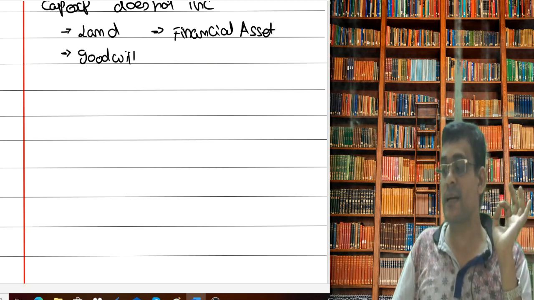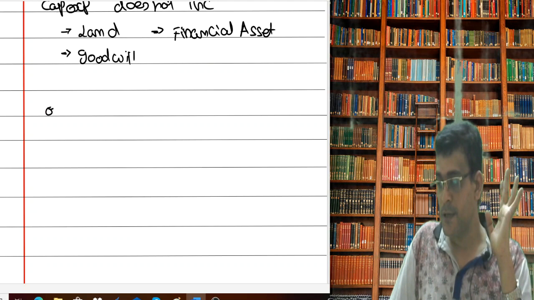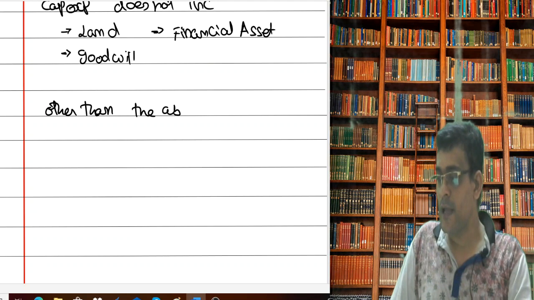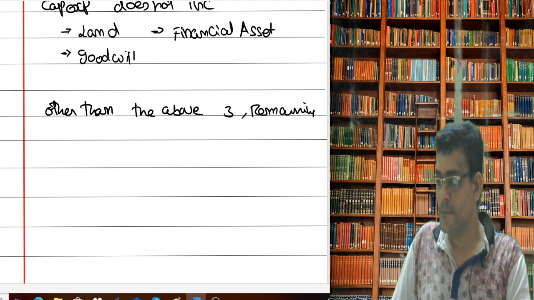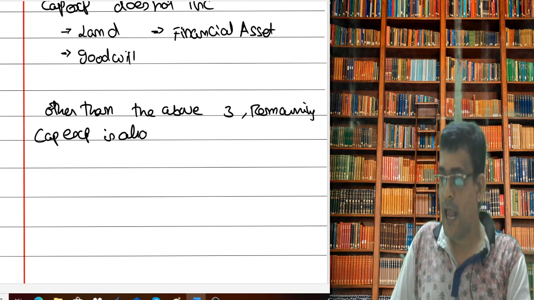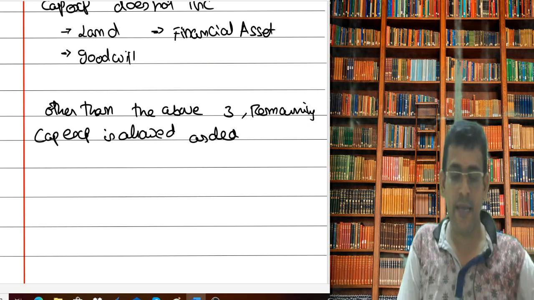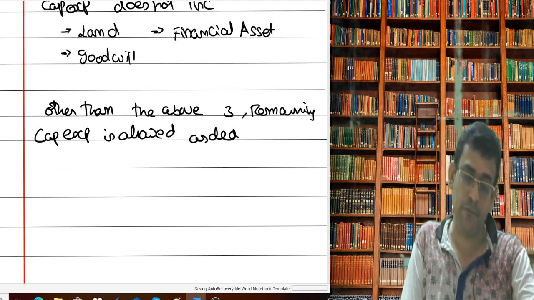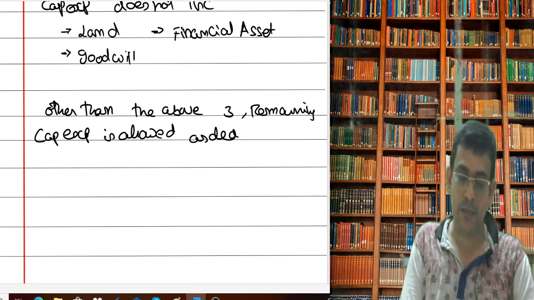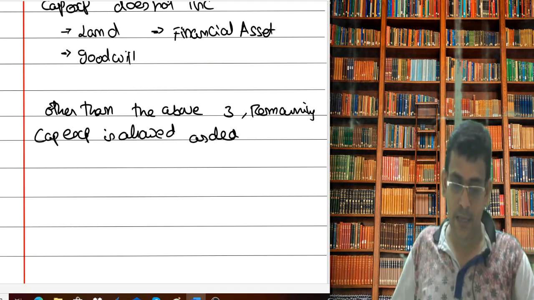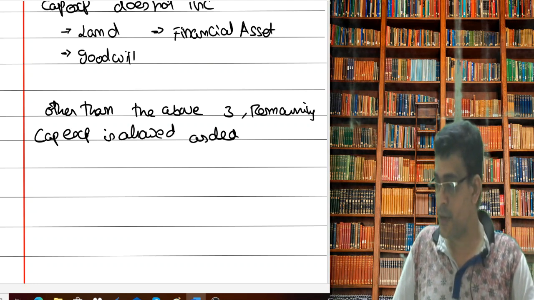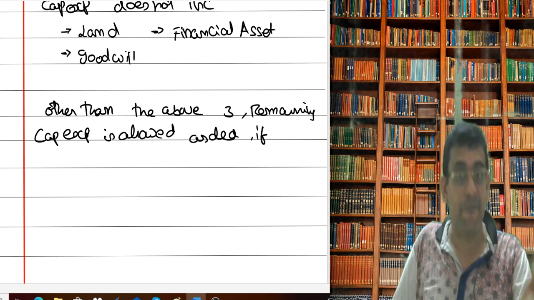So apart from the above three, the remaining capital expenditure is allowed as deduction. Any sort of capital expenditure is allowed as deduction if what?